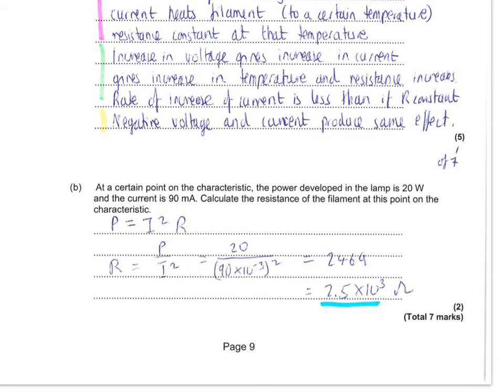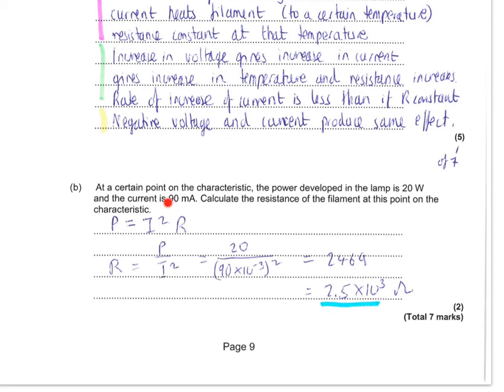Finally, a calculation. So at a certain point on the characteristic, you are told that the power developed in the lamp is 20 watts and the current is 90 milliamps. You're asked to find the resistance of the filament lamp at this point.